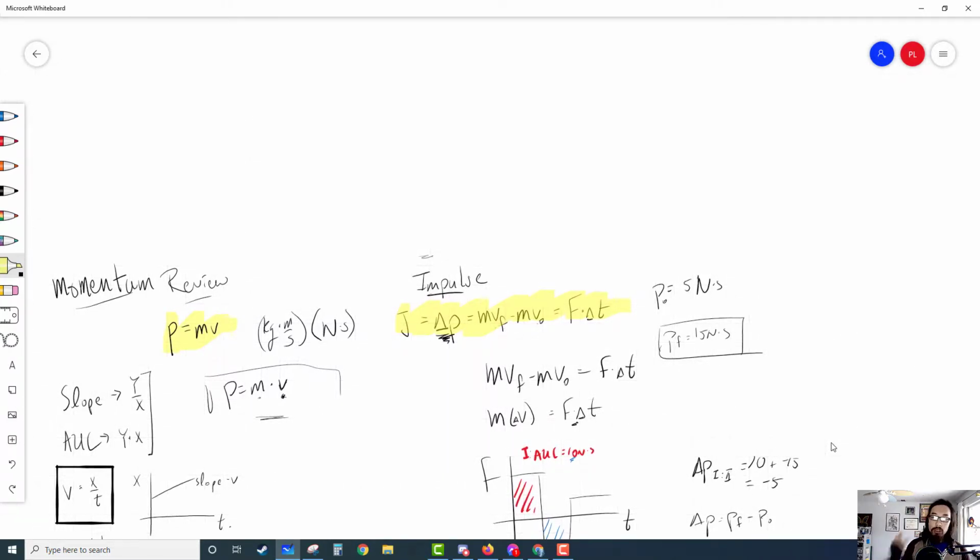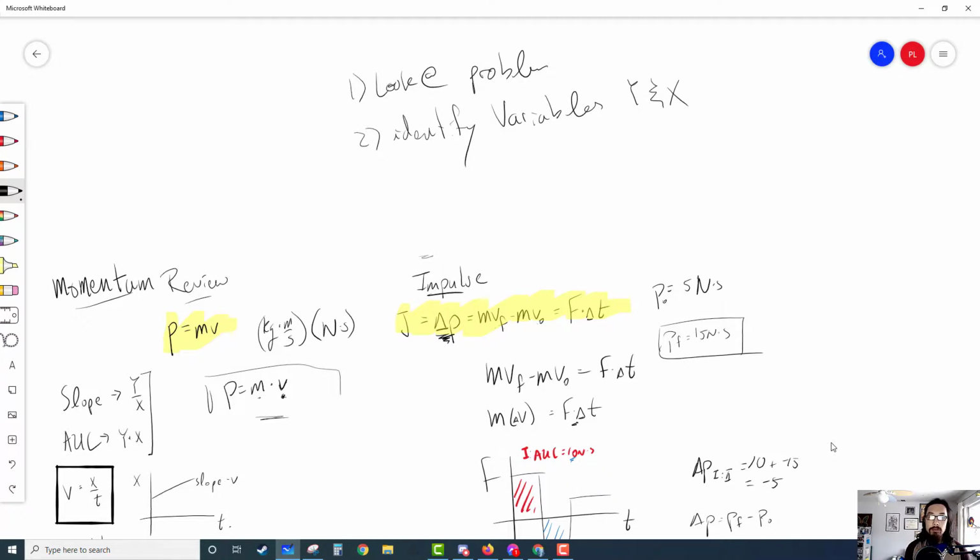You should be able to, 1, look at the problem. 2, identify the variables. So what this means is if you're given a graph, look at the x and the y axes. Look at those variables. If it's a word problem, write down if it's talking about speed, velocity, position, or forces. Even if they don't give you a number, write down those variables. And from there, find your equation.